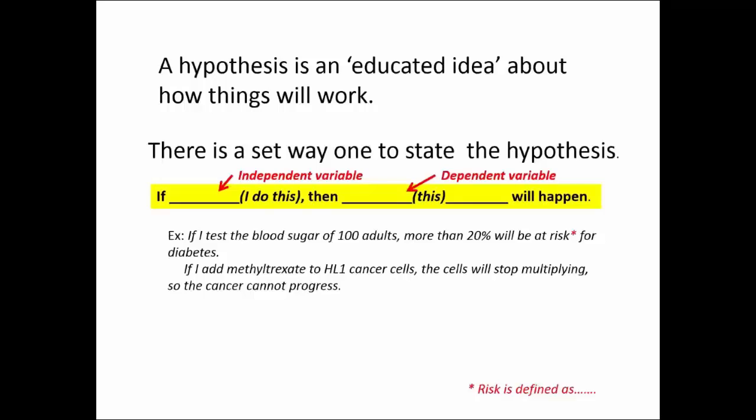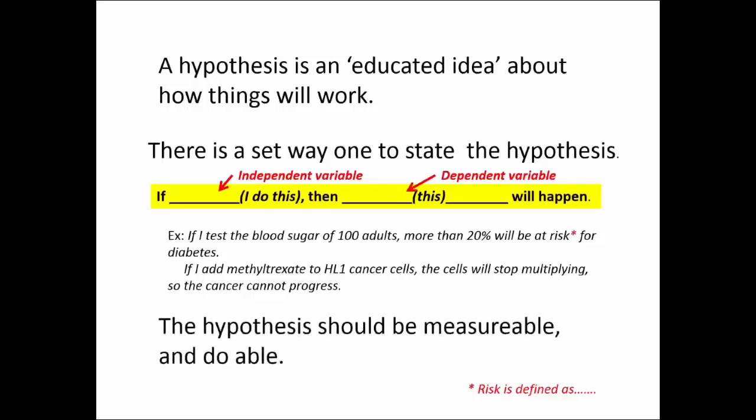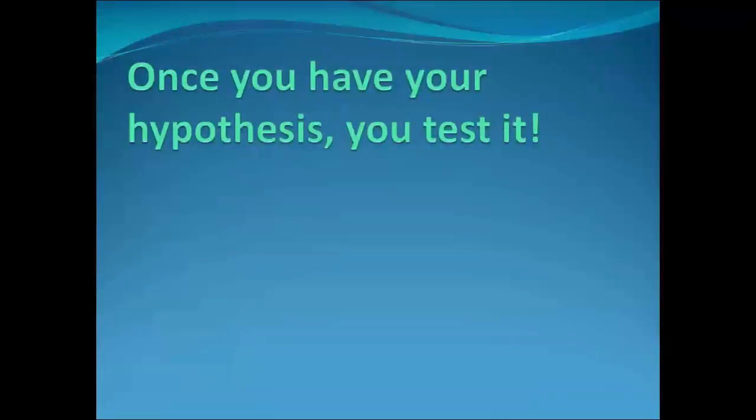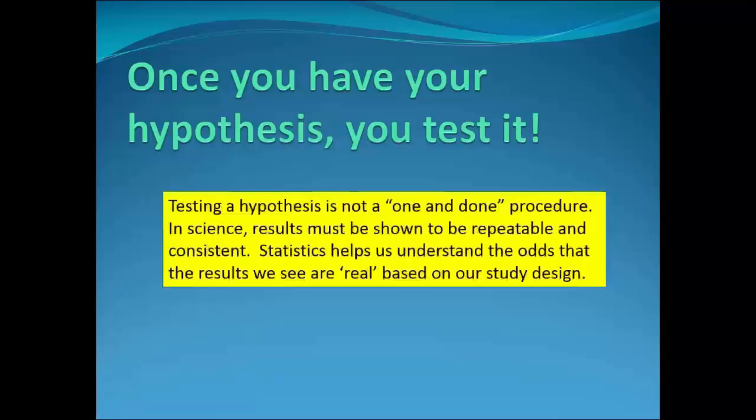What does that risk mean? Whose scales? It has to be very specific. If I add methotrexate to HeLa cells, the cells will stop multiplying and the cancer can't progress. I don't just say, if I add methotrexate to HeLa cells, I'm going to look at the effect. You have to state what effect you're expecting. So they need to be measurable, something we can do, something we can test, something we can quantitate. So once you have your hypothesis, you test it. And it's not a one and done thing.